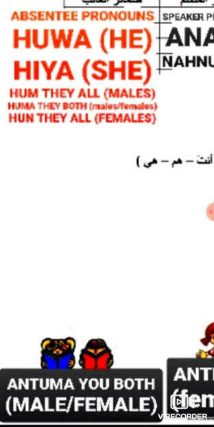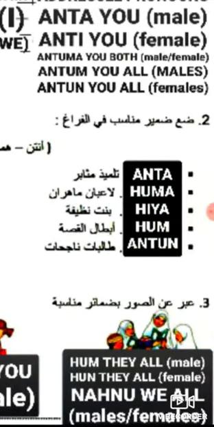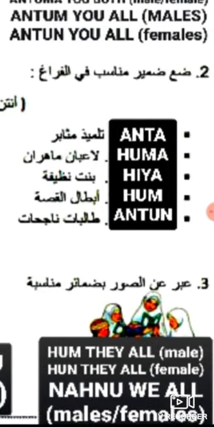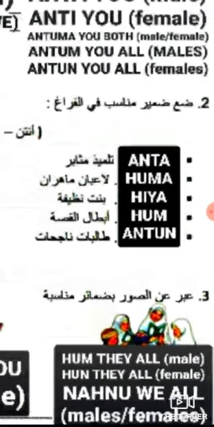You both. And the girl would be anti. If this was a male, it would be anta. And these are females and males together, studying together. This one can be addressed as hum, they all, only for males, more than 2, and hun, they all, only for females, more than 2. And this picture is being addressed as nahnu, we all.